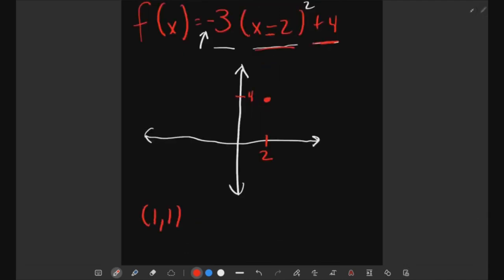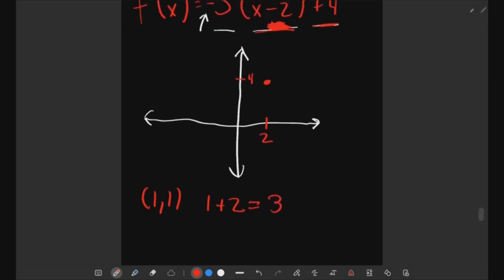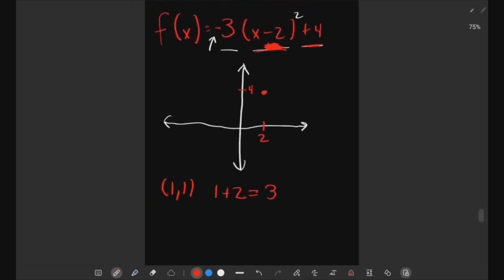But for this one, the only x thing that is going to be changed is going to be this right here. This is the only thing that affects the x. So I'd do 1 + 2, because I have to do the opposite of what it says there. So it would be 3. Our x value is going to be 3. But for our y value, we would be multiplying -3 times this 1 over here plus 4. And that would give us 1. So our next point would be 3, 1.